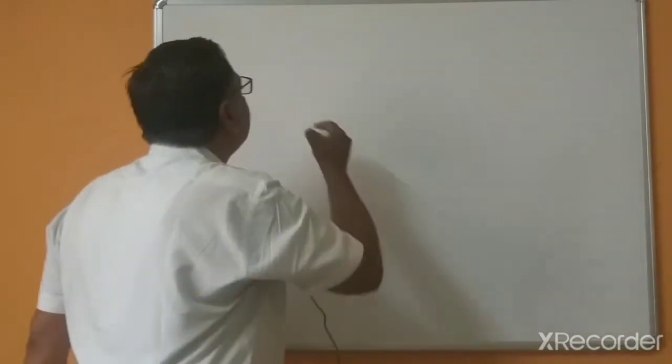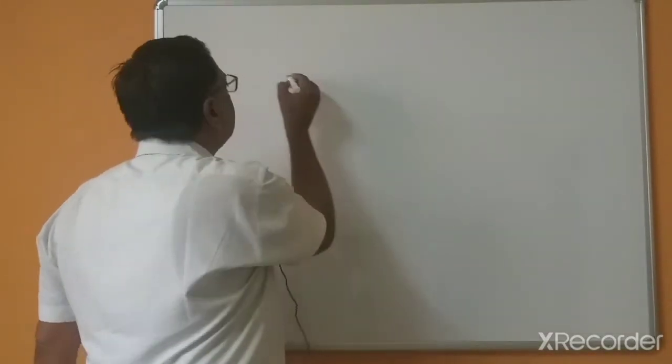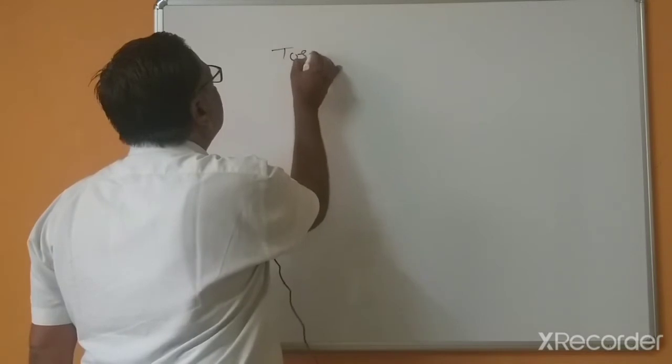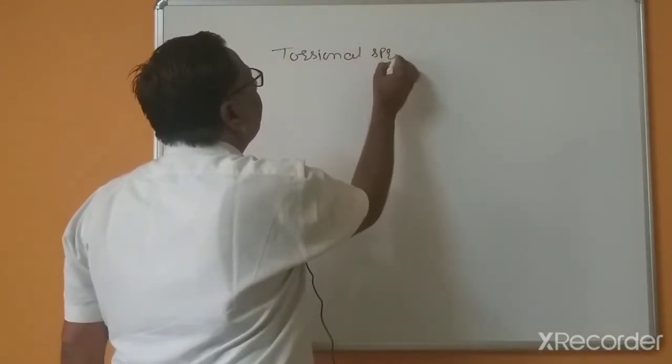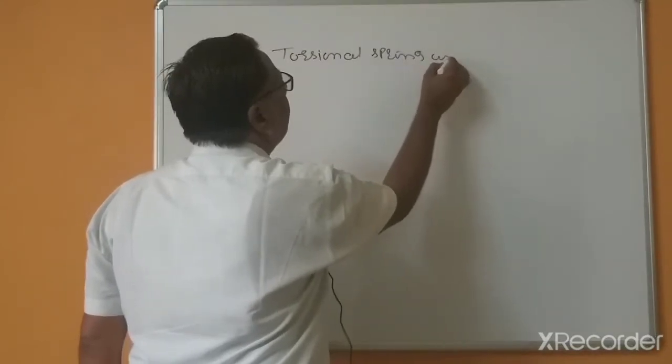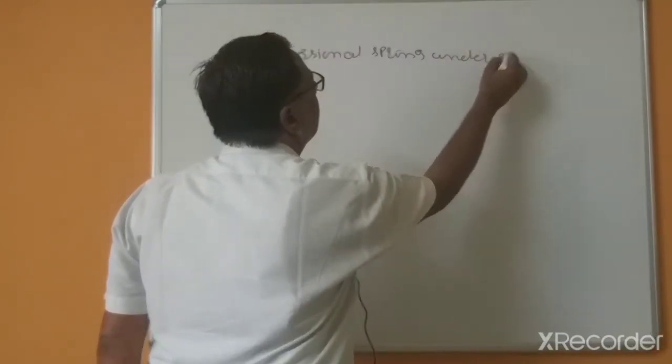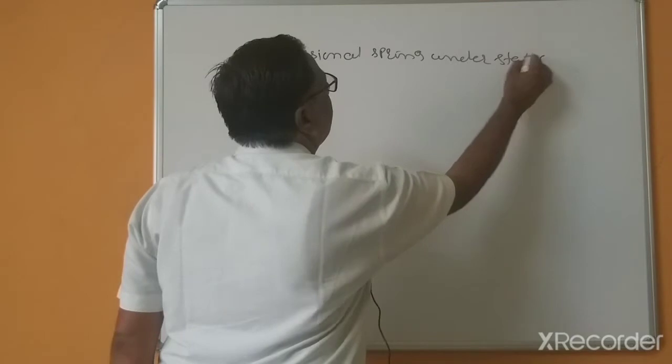We already covered 5 units. So we will see some more theoretical parts or numerical problems related to fluctuating stress. Today we will see the torsional spring under static loading.